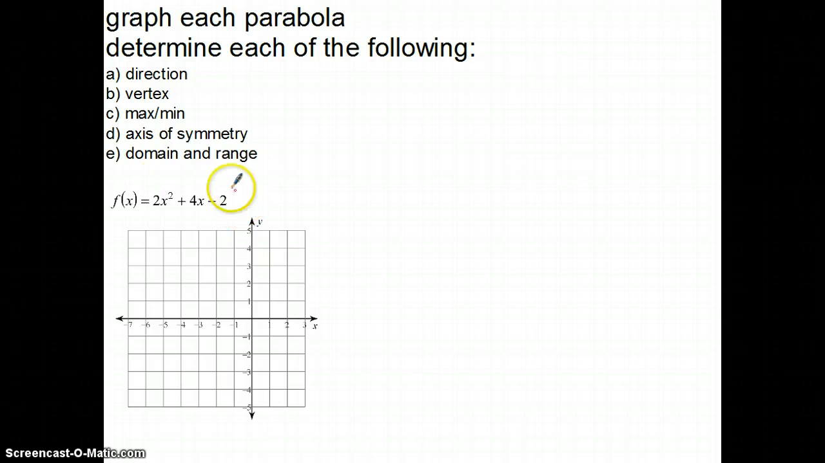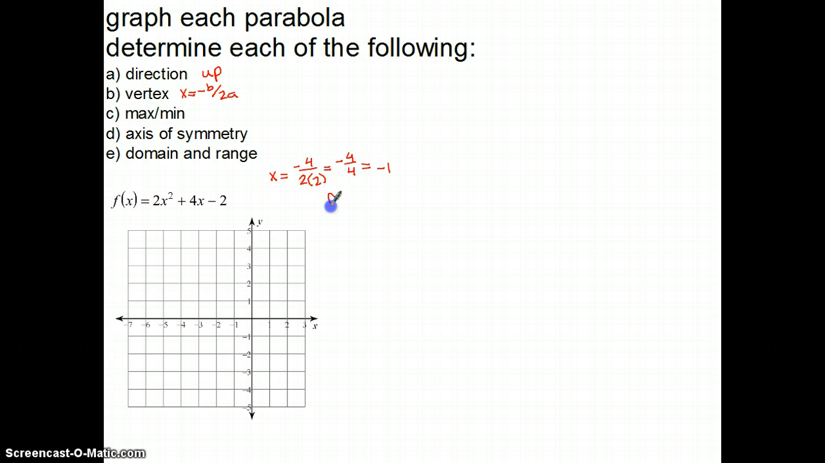So looking at this equation, my leading coefficient is positive, telling me that the direction will be up. Now we'll go ahead and find the vertex. To find our vertex, we use the equation where x equals negative b over 2a. That's to find the x value. After that, we'll need to find the y value. So x equals negative b, or in this case, negative 4 over 2 times a, and our a value is a positive 2. This becomes negative 4 over positive 4, which reduces to a negative 1.